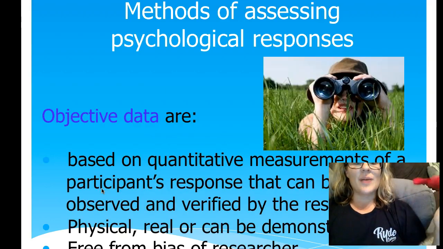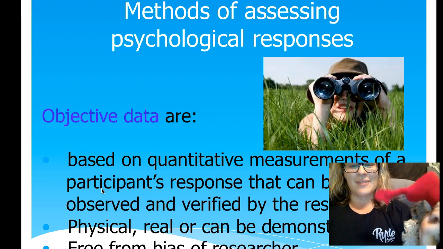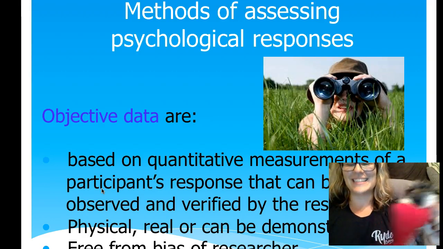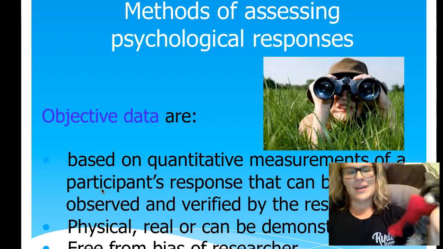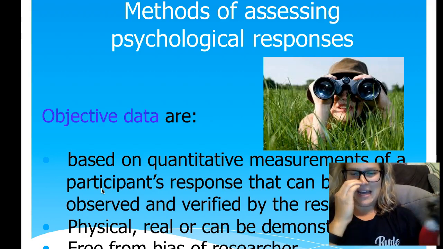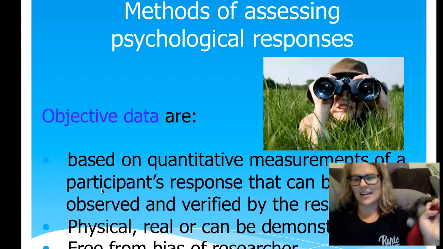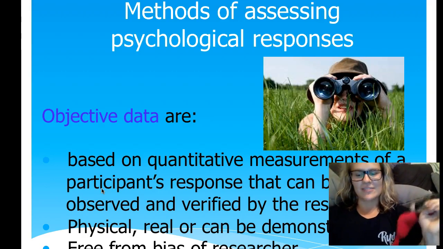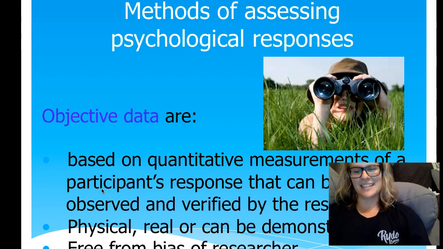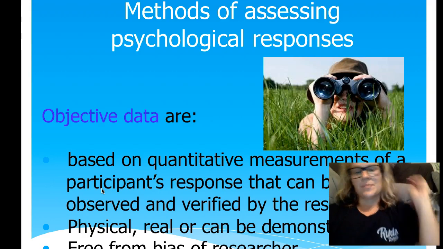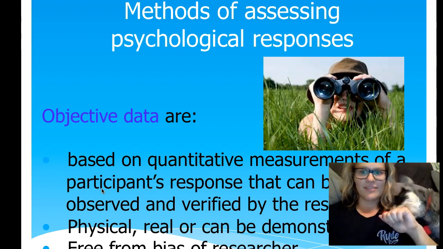Okay, so objective data is based on quantitative measures. We can't get objective qualitative. Yes, we can. No, we can't. We can't get objective qualitative because the participant needs to give it to us in order for it to be spoken. So it's all subjective.